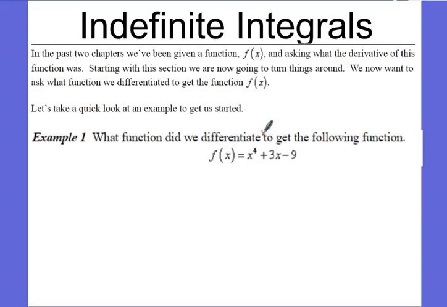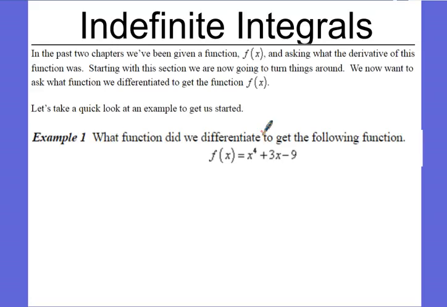Okay, so today, people, we are starting. Basically, we finished with derivatives, so now we're gonna work backwards. It's called integration or antiderivatives. Today we have an introduction to what we call indefinite integrals. Indefinite means that they're not defined. Good. So definite integrals, we're going to talk about those later, but indefinite means that they are not defined.